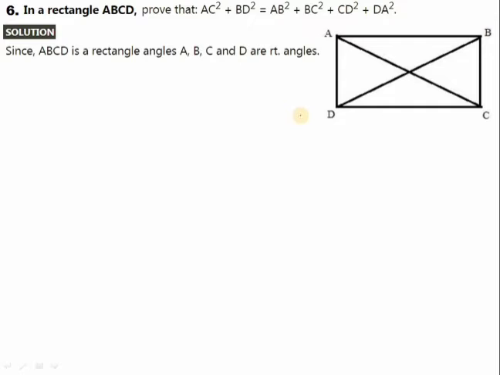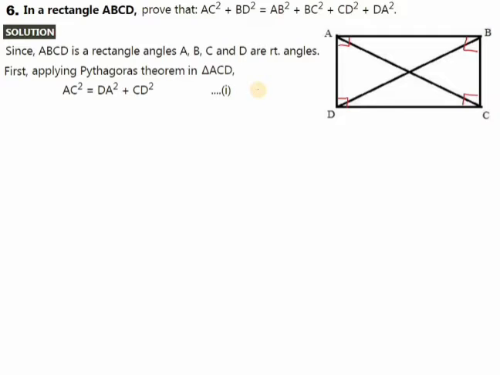Okay, now all of you know that all the angles of a rectangle, so this angle, this angle, this angle, and this angle, angle B, all of them will be 90 degrees in a rectangle. Okay, so what am I going to do is, we'll see triangle ACD. Okay, so in triangle ACD, just look at this triangle ACD.